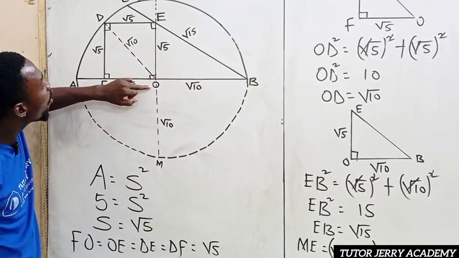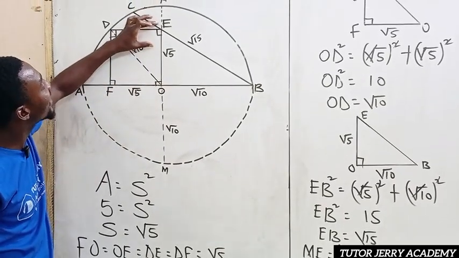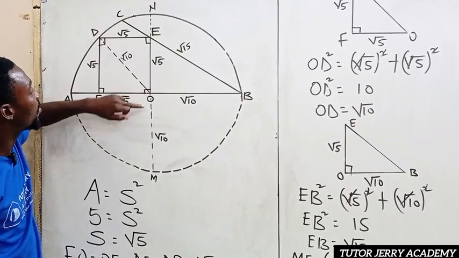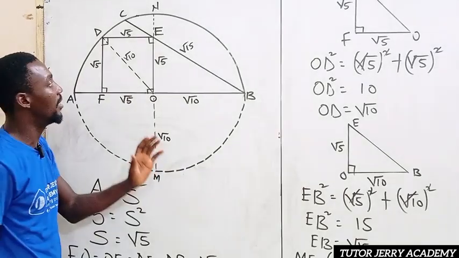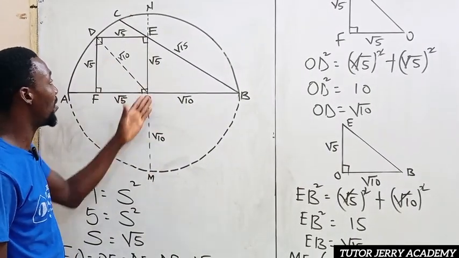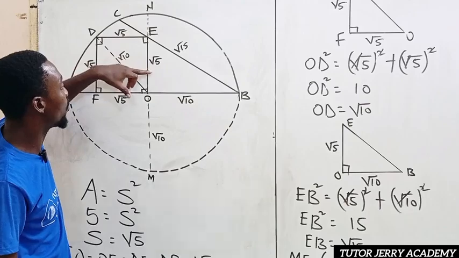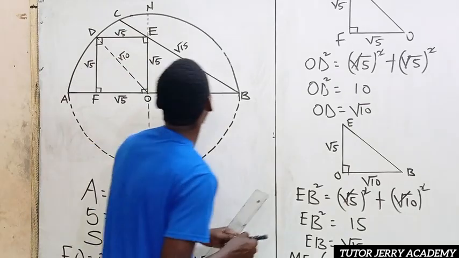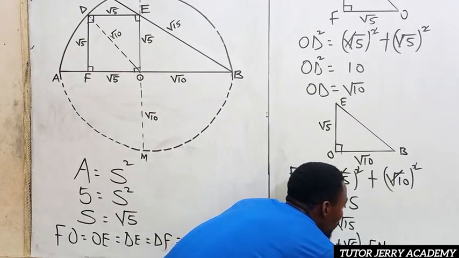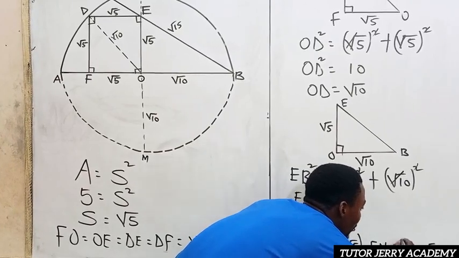And we know that our ON is also the radius. So for us to get our EN, it is going to be ON minus OE. I hope you understand. Because we know that ON is the radius, and from here to here is root 5. So it means this side is going to be root 10 minus root 5. So EN is going to be root 10 minus root 5.